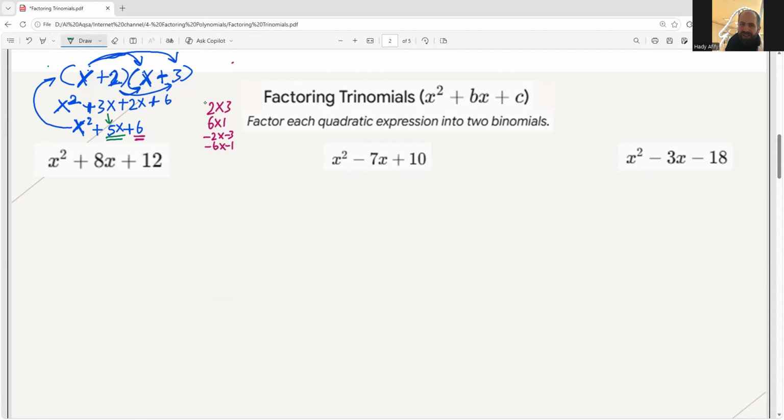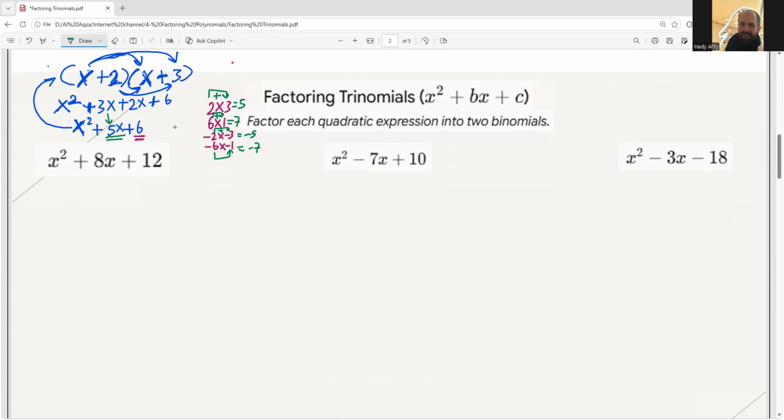I'm going to add the numbers in each combination and see which one will get me 5. Okay, so 2 plus 3, I'm going to get 5. Great. 6 plus 1, I'm going to get 7, so this will not work. -2 and -3, if I add them, I'm going to get -5. And -6 and -1, what I'm going to get? I'm going to get -7. So it's clear for me that the first combination is the one that works.